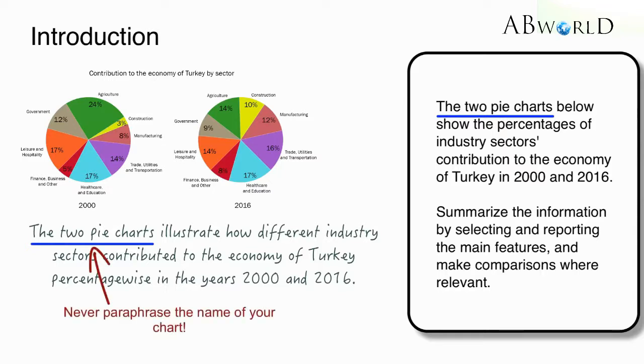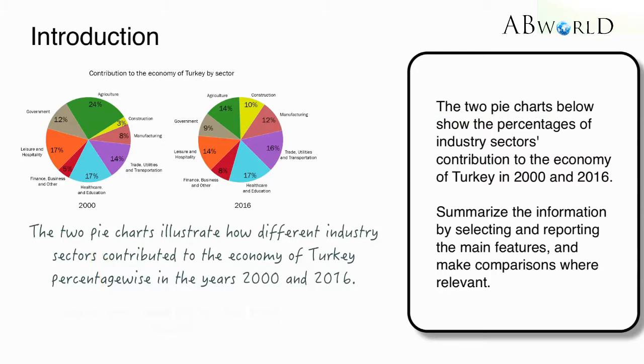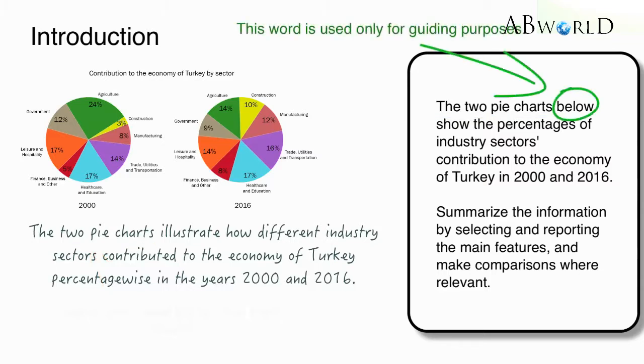You can notice that I did not change the name of the chart, and you also should never paraphrase the name of your chart. If you get a map, write map. If you get a table, write table. And if you get a graph, write graph. So I also kept the same expression, the two pie charts. After that comes the word below. This word is used only for guiding purposes, and since the examiner won't see a chart below your writing, you can just skip it.